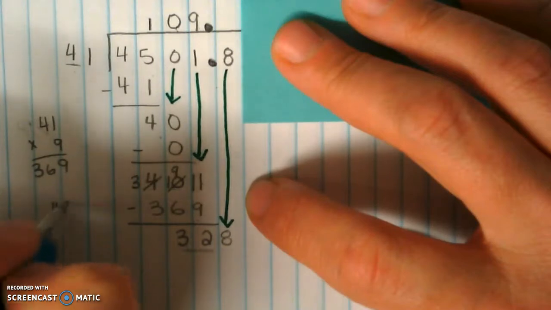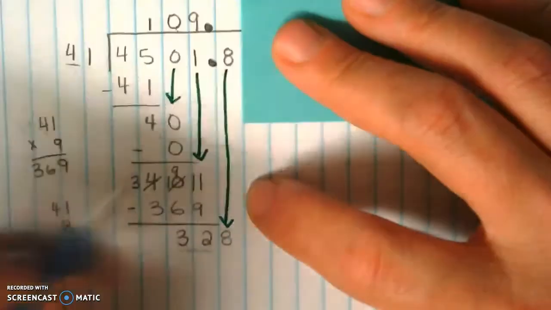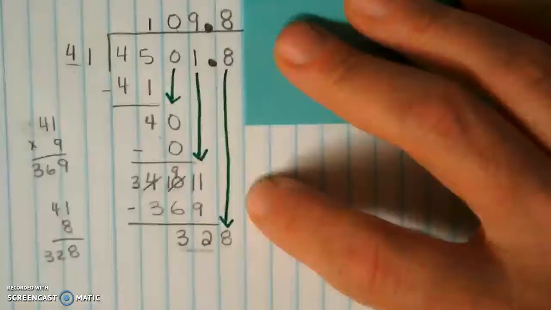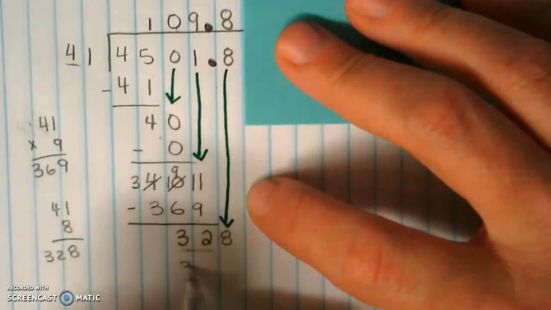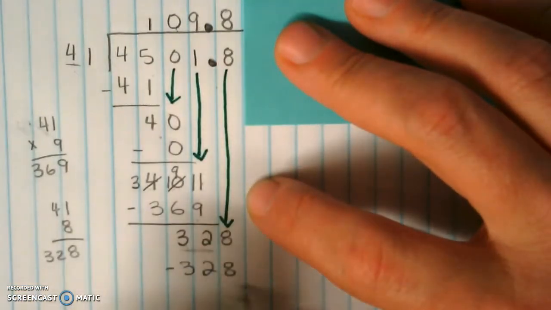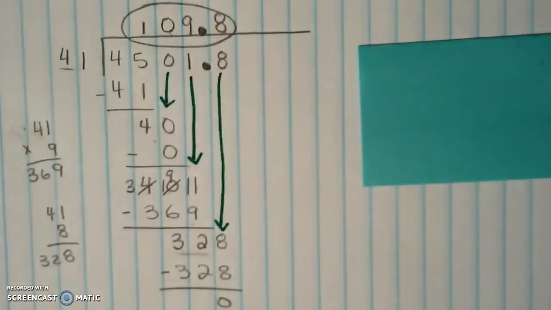So I could go here and figure out what 41 times 8 is. It is 328. So I'm going to put my 8 right there. And it's fine if it's on the other side of the decimal. 8 times 41 is 328. The difference is 0. And now we're done. There's our quotient.